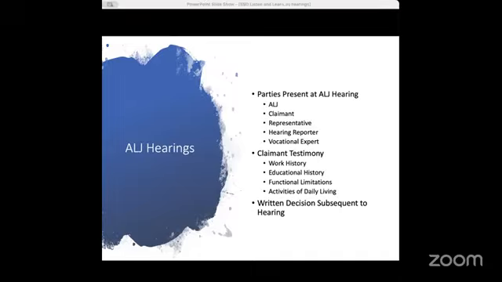And from time to time, you might have a medical expert who is a doctor and will testify more about the diagnoses that you have. This would not be your doctor. This is a doctor that the Social Security Administration pays. But it's not super common to have a medical expert at hearings.